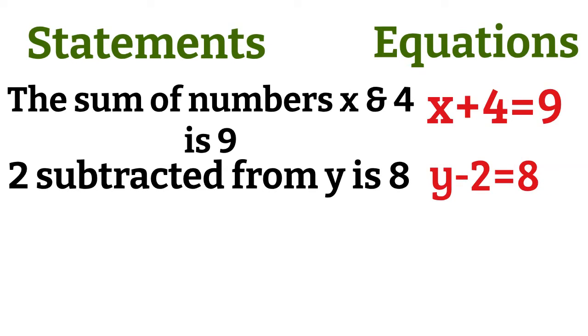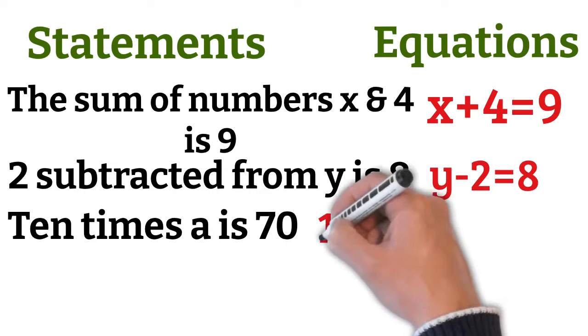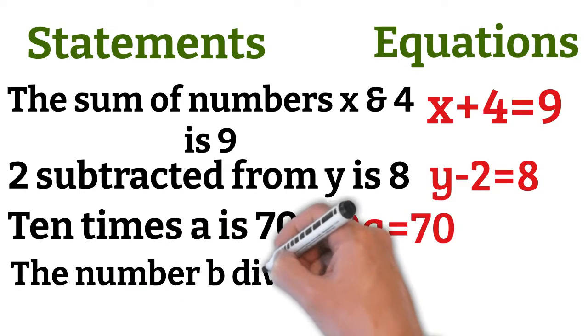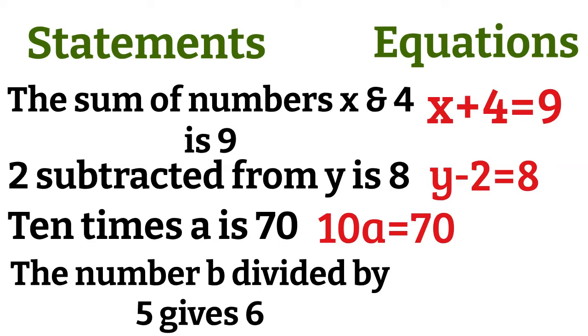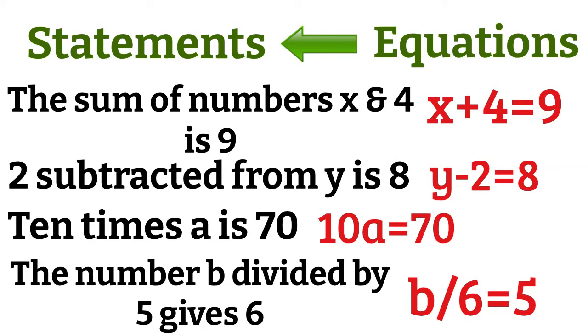The equation for 10 times a is 70 is 10a is equal to 70. And for the number b divided by 5 gives 6, the equation is b divided by 5 is equal to 6. Reversely, we can also write equations in statement form.